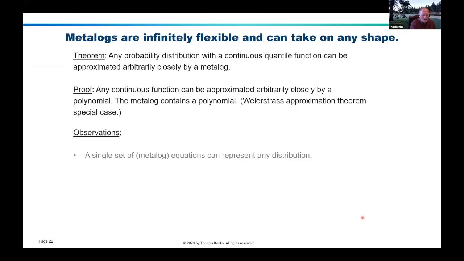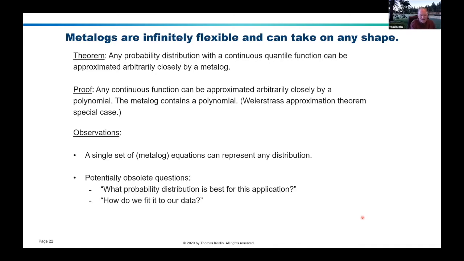So there's a bunch of observations. A single set of metalog equations can represent virtually any distribution. Now there are these potentially obsolete questions. What probability distribution is best for this application? How do we fit it to our data? Well, we've got an easy way to fit it, and we don't have to ask this question anymore, because no matter what it is, you could use a metalog for it. There is a practical limitation, and I will talk about these, but they're distributions with spikes, discontinuities, or extremely fat tails. I mean, there's some things you can't do very well, but almost everything you can.